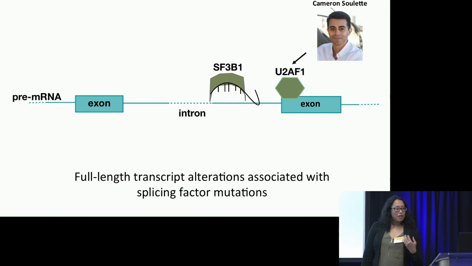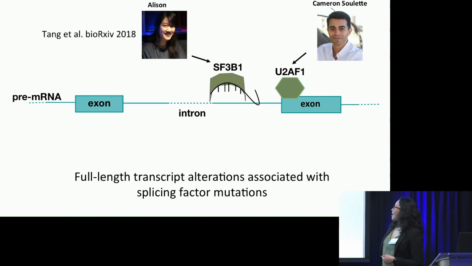The first project was led by Cameron Soulette, looking at U2AF1, and he's here and he'll talk more about his project. And the other splicing factor our lab looks at is called SF3B1, and that project is led by Allison Tang, who's another graduate student in the lab.